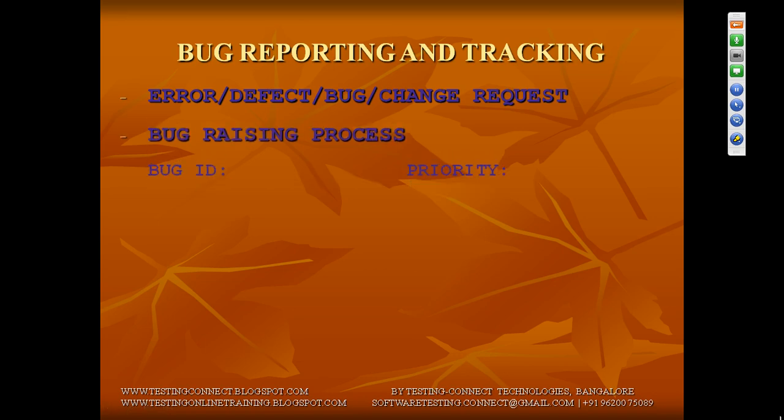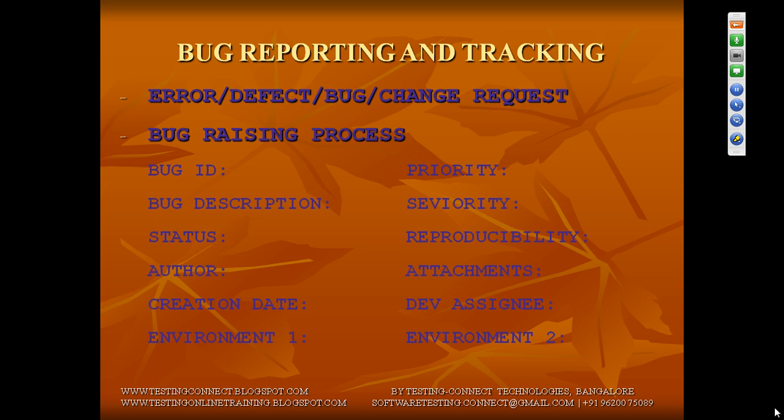While raising a bug, there are many fields that need to be filled up: bug ID, bug description, status, author, creation date, environment 1, environment 2, priority, severity, and so on. Bug ID: if you already have 1000, it will automatically increment by 1, that is 1001. Bug description: let us suppose you are trying to log in to the application with your correct credentials. The bug description you can give is: unable to log in with the correct credentials.